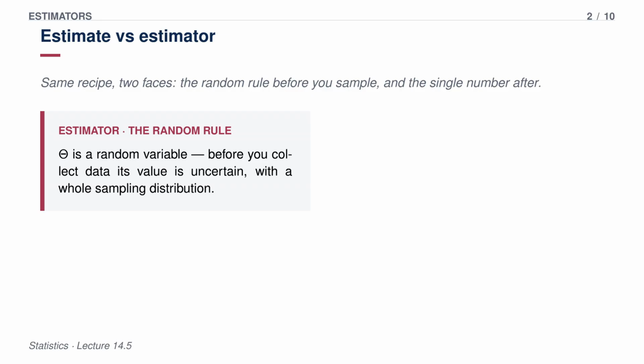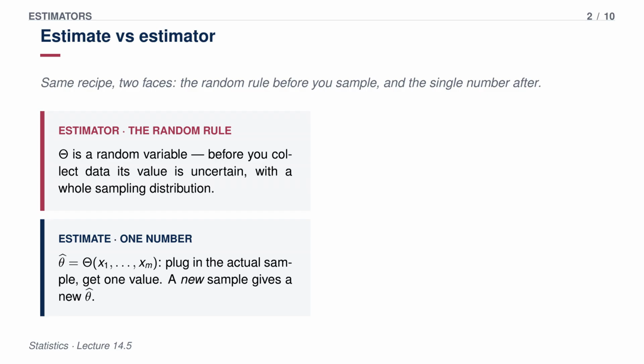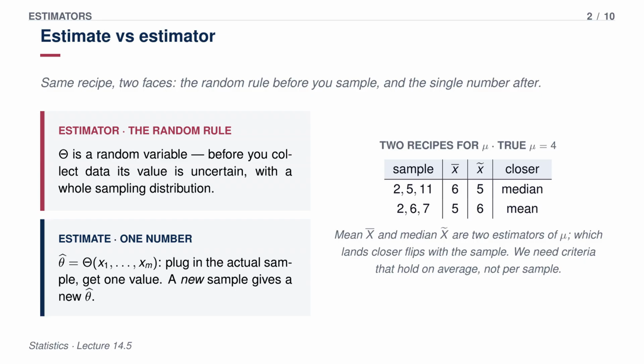It has two faces. Before you collect data, the estimator is that random rule, a whole distribution of possible answers, depending on which sample you happen to draw. Then you actually collect the sample, plug the numbers in, and out comes a single value, theta hat. That number is the estimate. Estimator is the rule, estimate is the one number it gives you. Draw a fresh sample, you get a fresh estimate.